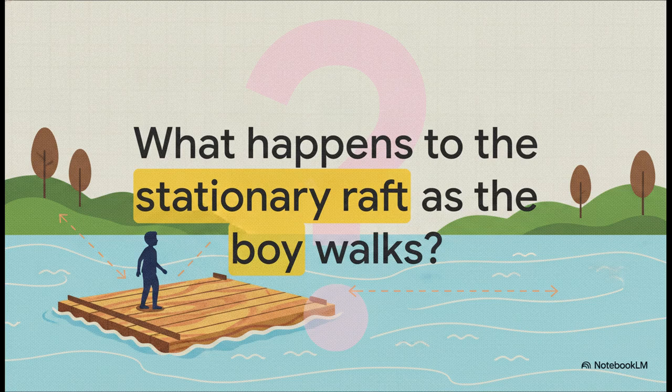Let's actually test this concept intuitively before we bring in any of the heavy math. Imagine a boy standing at one end of a completely stationary floating raft. He decides to walk to the opposite end of the raft, walking directly away from the shore. What happens to the raft itself? Think about it for a second. Does it stay still? Does it move away from the shore with him? Or does it move toward the shore?